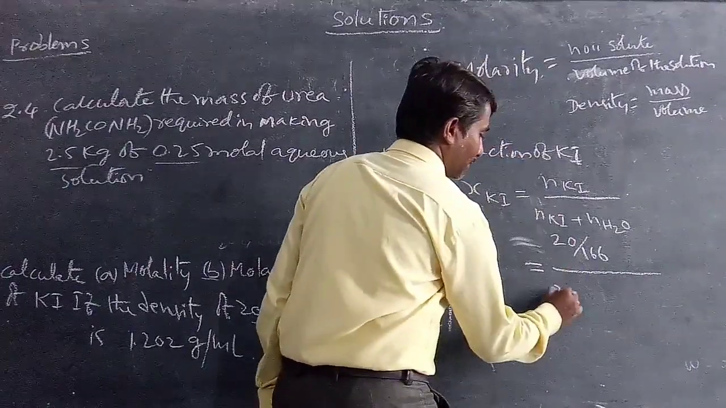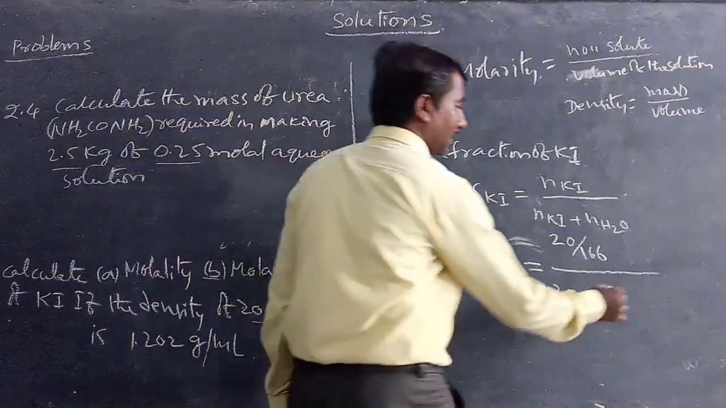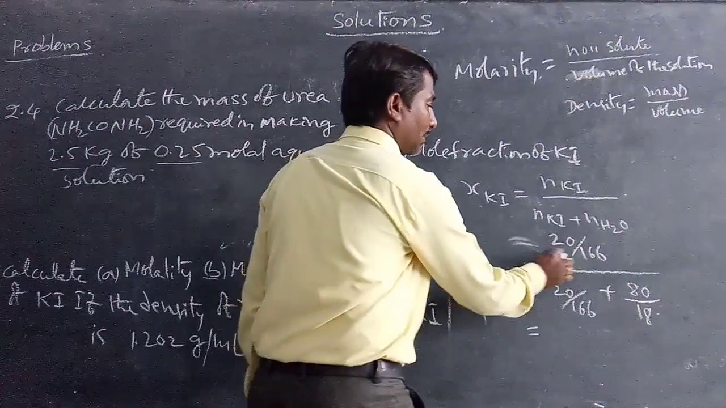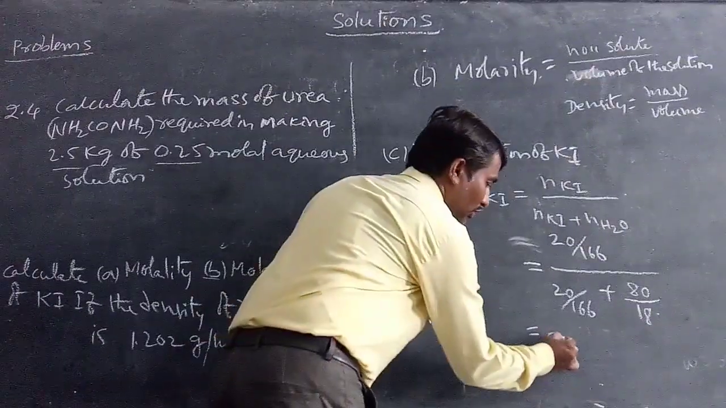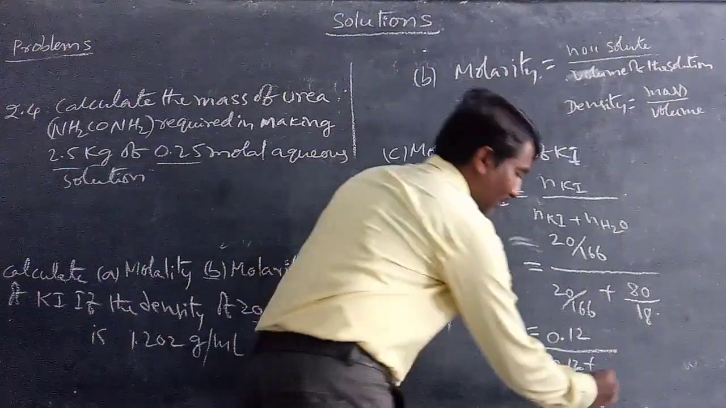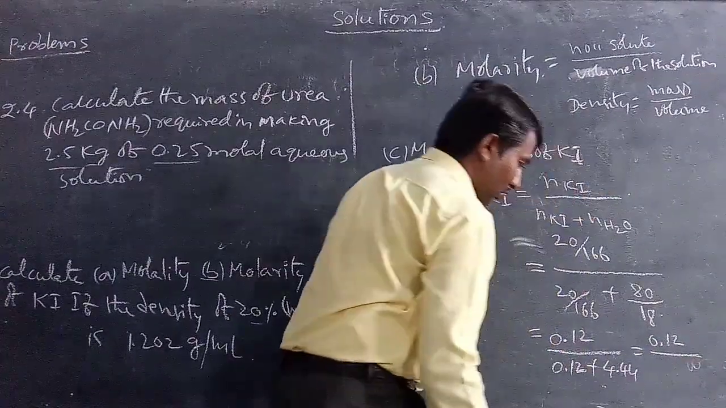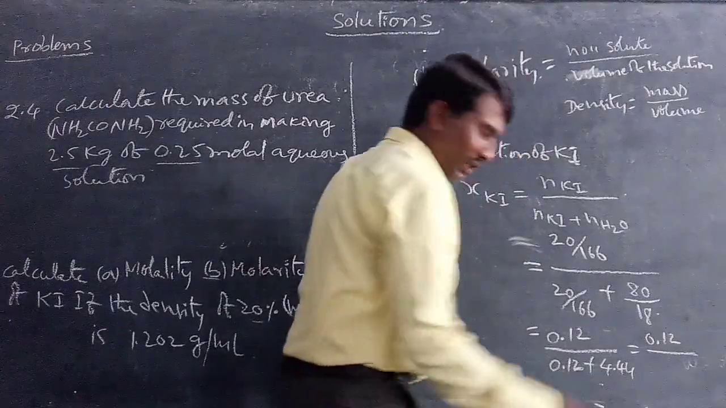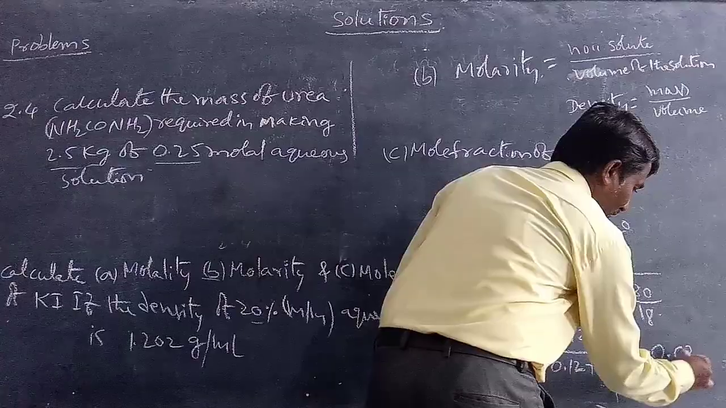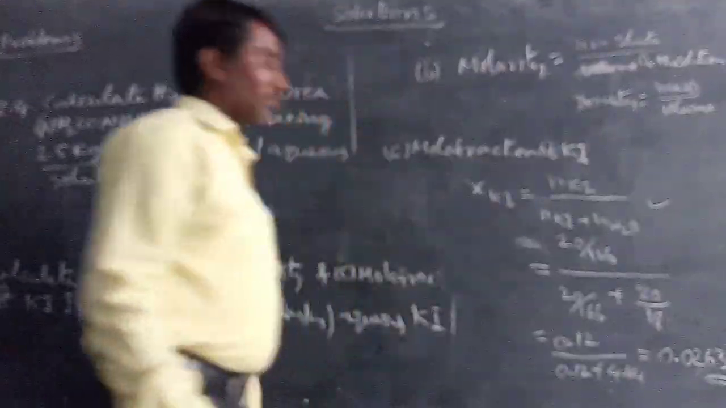Divided by 20 by 166 plus 100 minus 20, that is 80, by 18. 20 by 166 is 0.12, plus 80 by 18, which is 4.44. So that equals 0.12 divided by 0.12 plus 4.44. Calculating this, the mole fraction answer is 0.0263. So this is the mole fraction of KI.